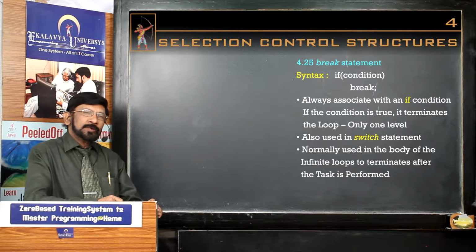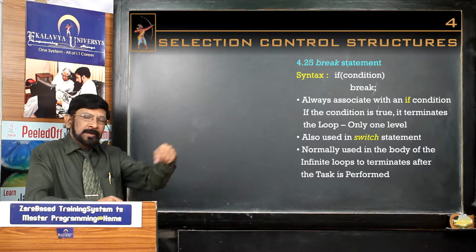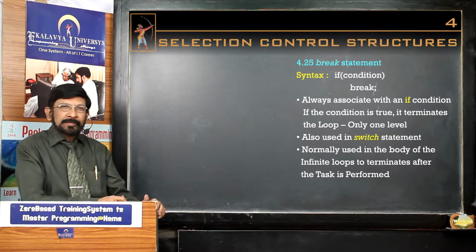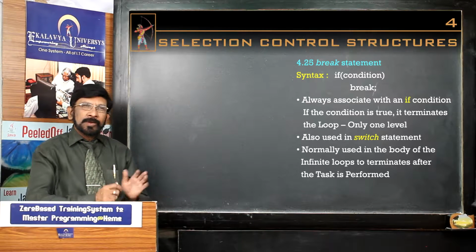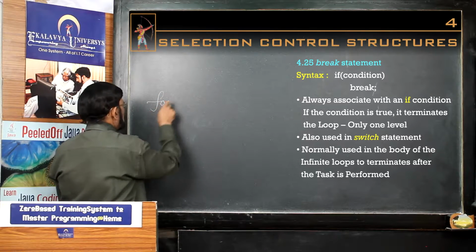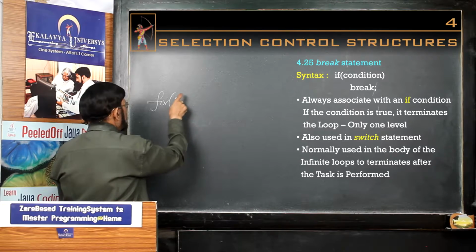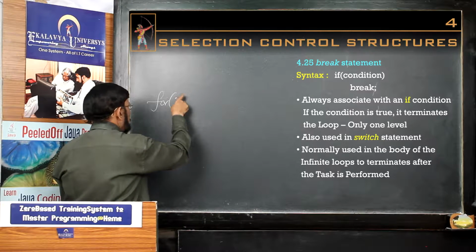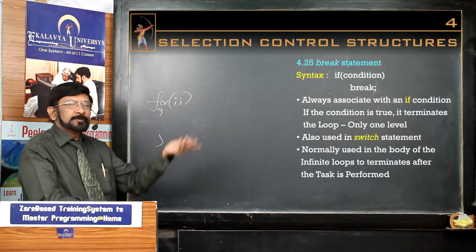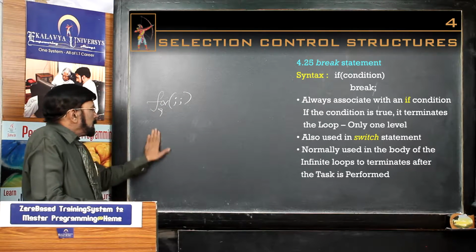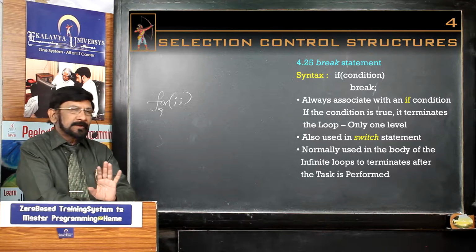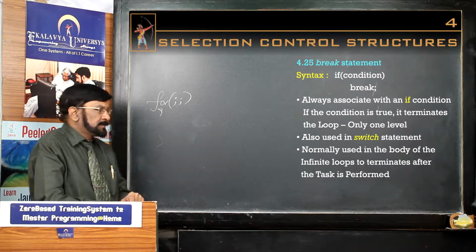Sometimes we do not know how many iterations are required. Then what do we have to do? We have to create an infinite loop. Let us say, as far as for is concerned, we create an infinite loop like this. Then it runs continuously. There is no stop. Here I will tell you a simple example, by which you can understand the real purpose of the break statement.